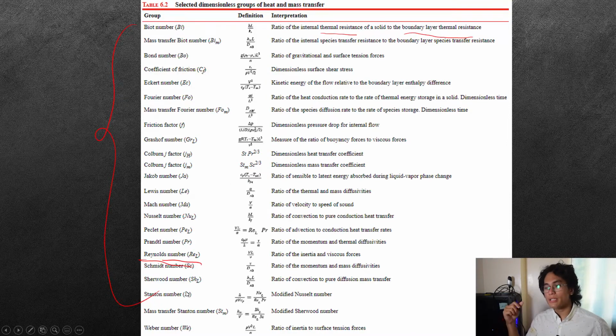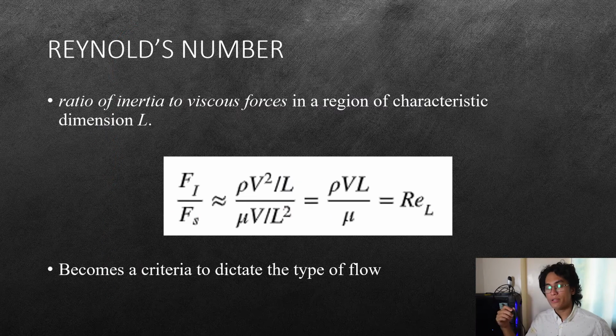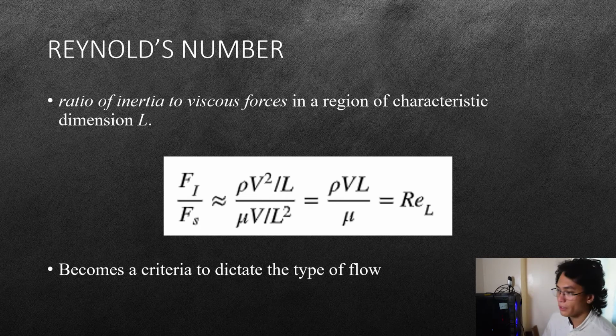But today we will be discussing only 3, because these 3 will be the ones that we will be using, which will revolve around how we will be solving our common convection problems. As we go along in future topics, we may introduce a bit more, but for now we will focus on these 3 alone. So first is the Reynolds number.